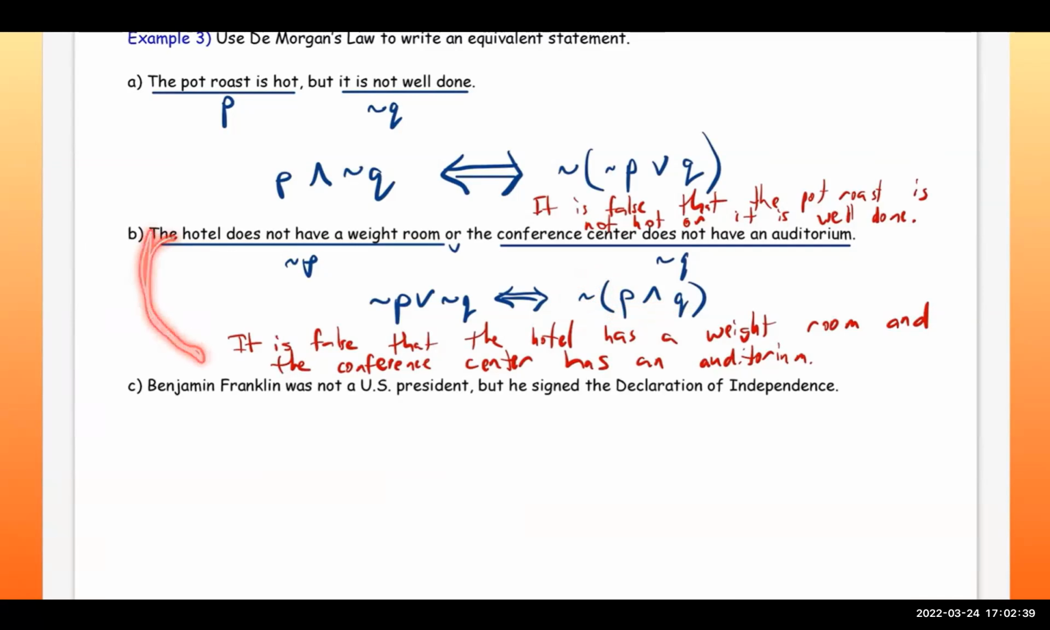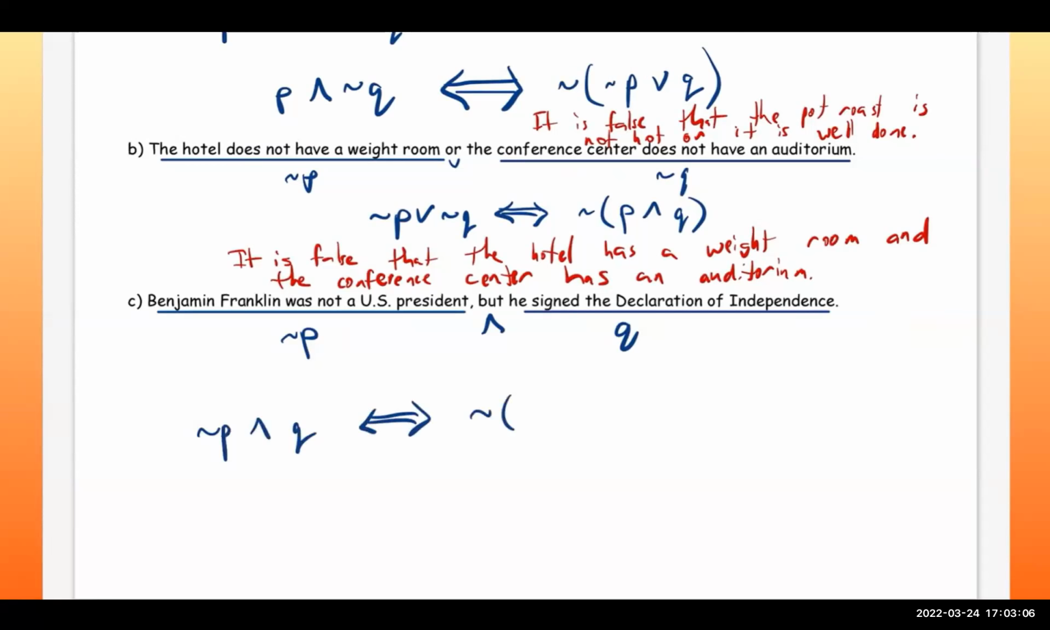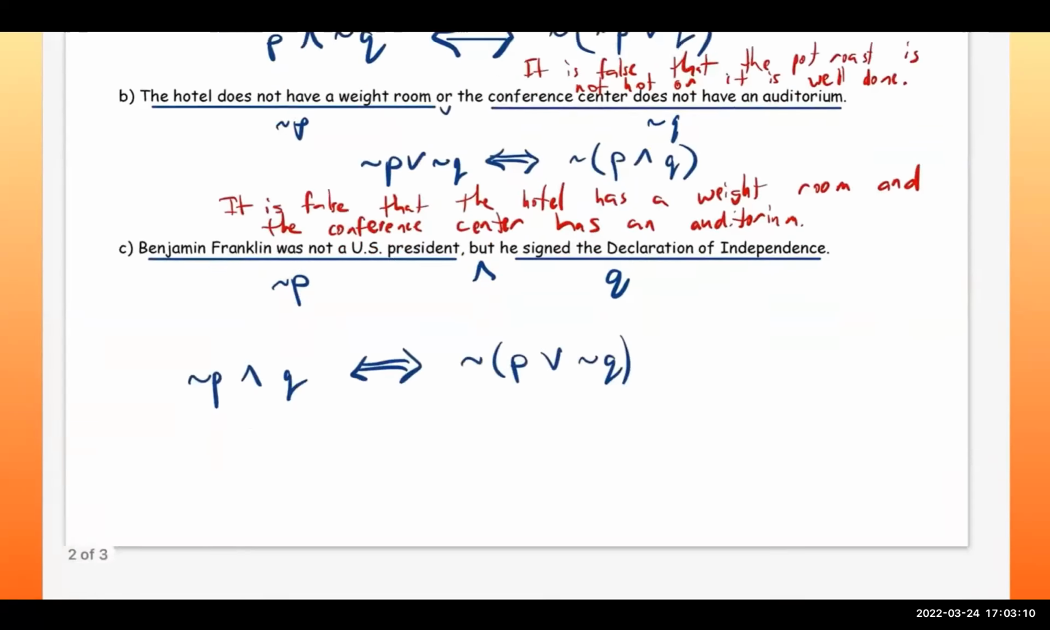Benjamin Franklin was not a U.S. president, so that would be not P because of the word not. But, that's an and, he signed the Declaration of Independence, that would be Q. So not P and Q is going to be equivalent using De Morgan's law with negation, P or not Q. All right, so let's write that. It is false that, or it is not true that. You can write that any way you want.